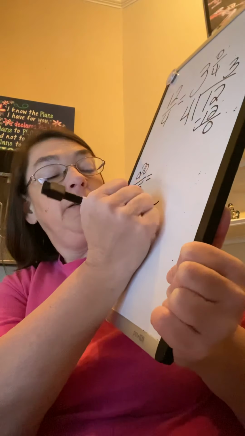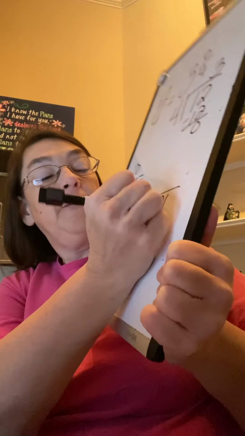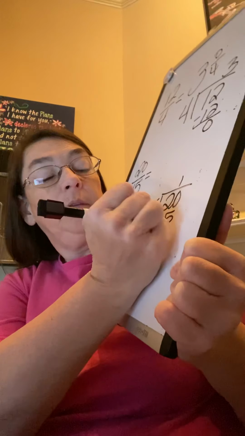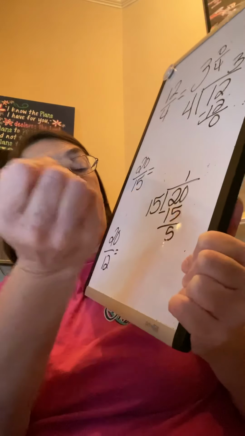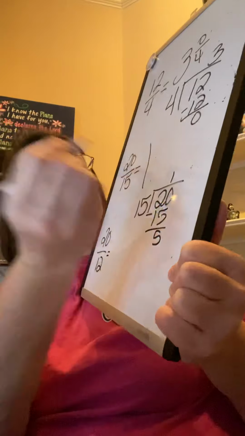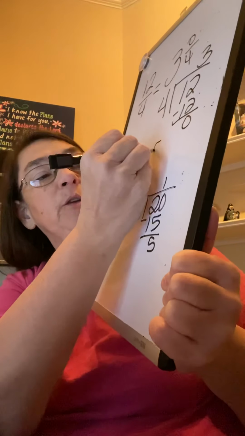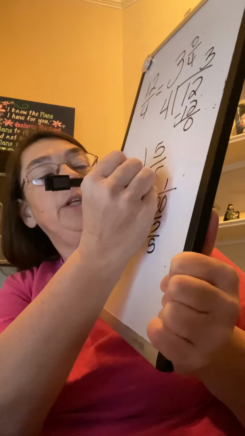Number 9, 15 divided into 20, goes in once, leaves me a remainder of 5. So I get my whole number, 1, my remainder becomes my numerator, and my denominator stays the same.